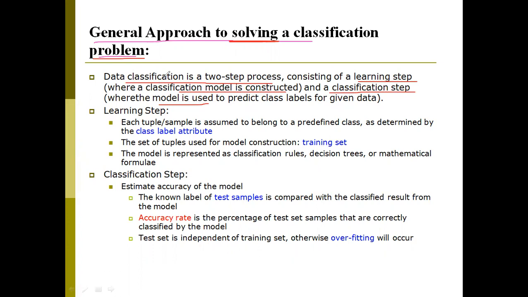Generally, in our definition, classification is a two-step process. Under the first step, we are going to construct a model based on the given data. This is also called the learning model or learning step. And the second step is model usage, which is also called the classification step. Under the learning step, the first process, we are going to construct a model based on a given data set. That given data set is also called the training set.